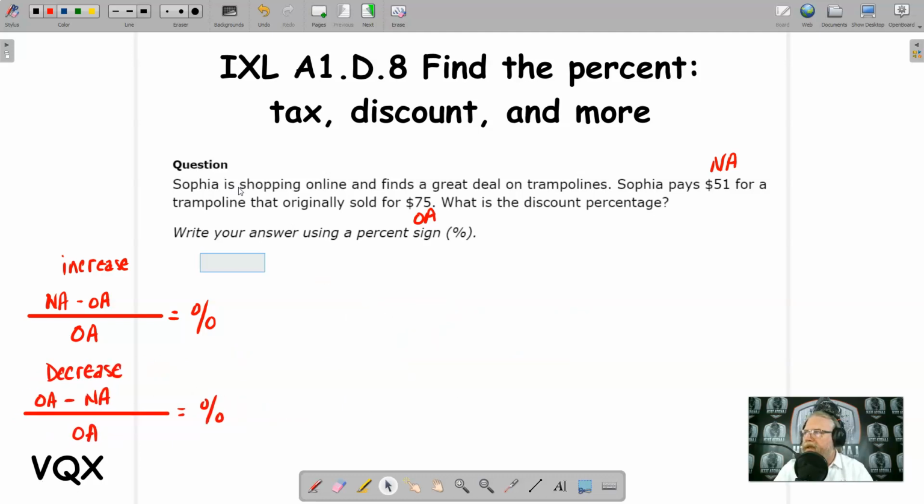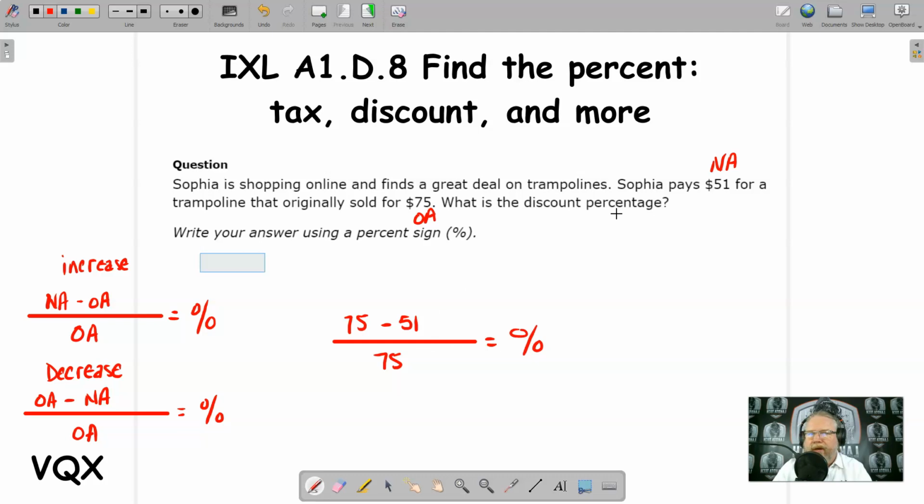So in this case, she's shopping online and finds a great deal on trampolines. She pays $51 for a trampoline that originally sold for $75. So this is a situation where we have a decrease. It's this concept over here that we have listed as the second one. So let's go ahead and set this up. Let's take our fraction bar here, and then let's take our original amount, 75. We're going to subtract from that 51, and then our original amount is the denominator, as we see over here, 75. And this is going to produce for us some percentage of, in this case, decrease.